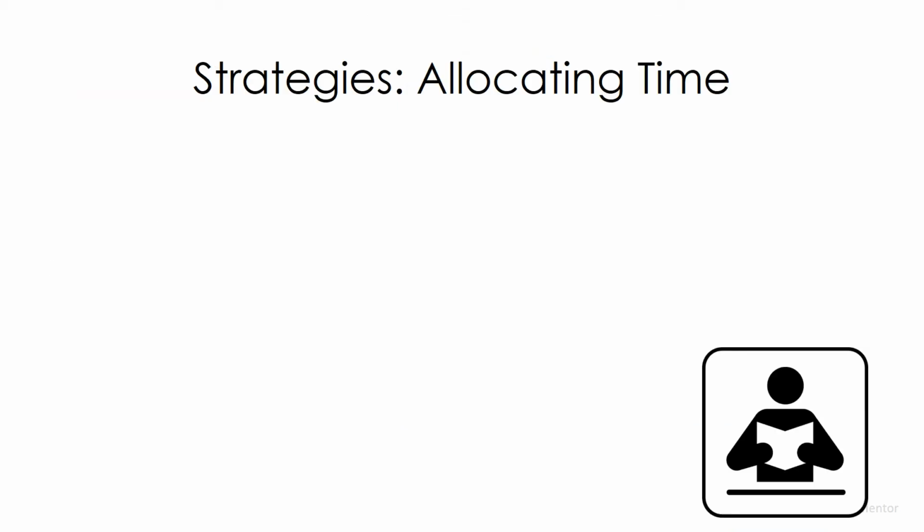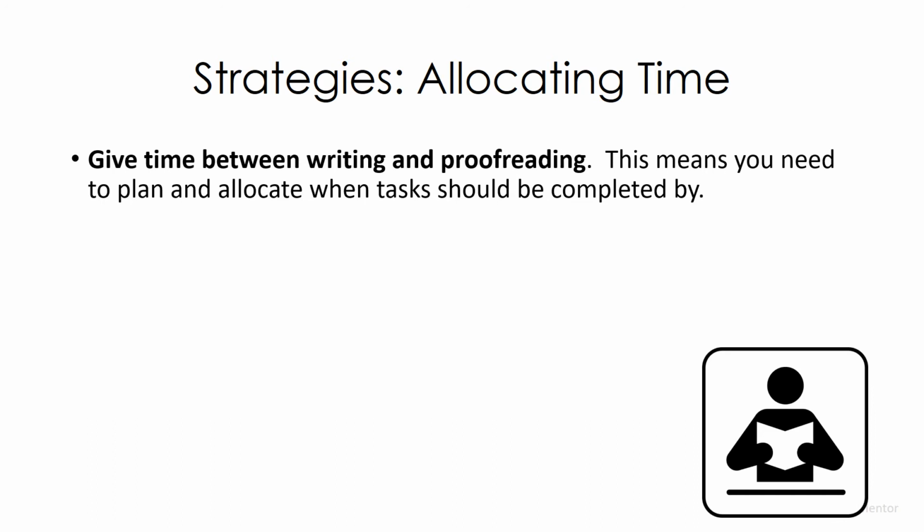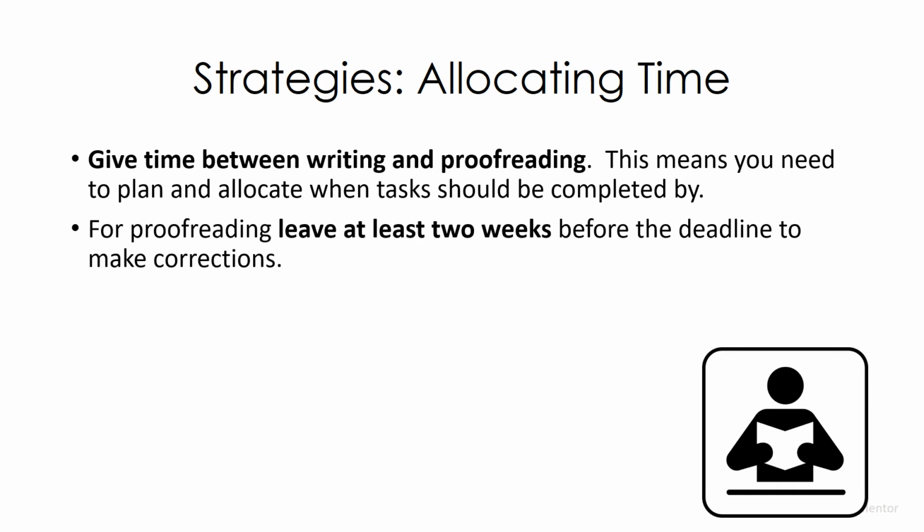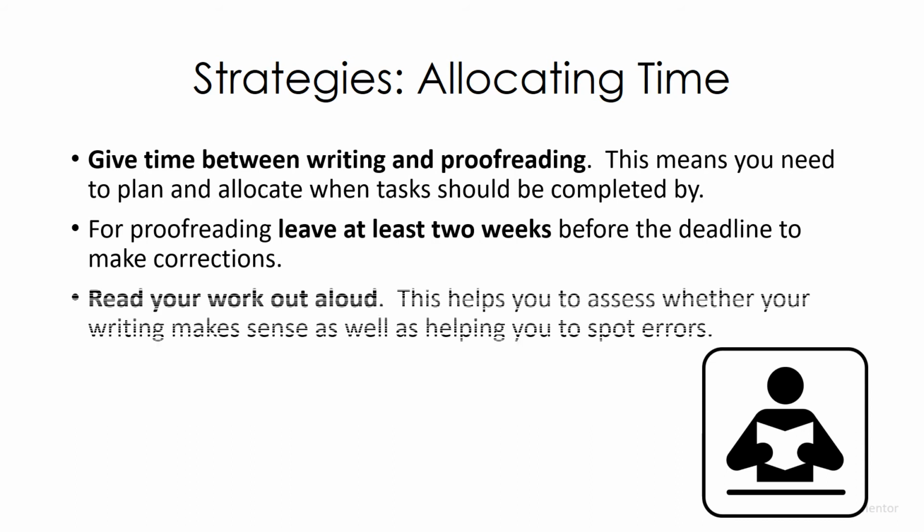This section is about strategies and in particular allocating time. Give yourself time between writing and proofreading. So generally, plan for the reading, plan for the note-taking, plan for writing up, and plan for proofreading. Give yourself at least 2 weeks to proofread and edit. This gives you time to really understand what you've written and to make sure that it makes sense and that you actually fulfill the assignment criteria. And finally, read your work out loud. This helps you to assess whether your writing makes sense, as well as helping you to spot errors.